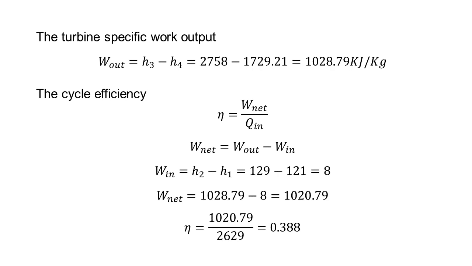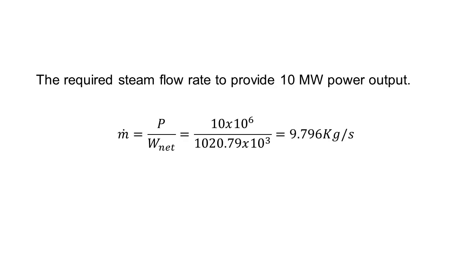The cycle efficiency is the net work divided by the heat input. Cycle efficiency is calculated as 0.388, and that is 38.8%. Now to find the mass flow rate, we divide the power by the net work, and the mass flow rate is 9.796 kilograms per second.